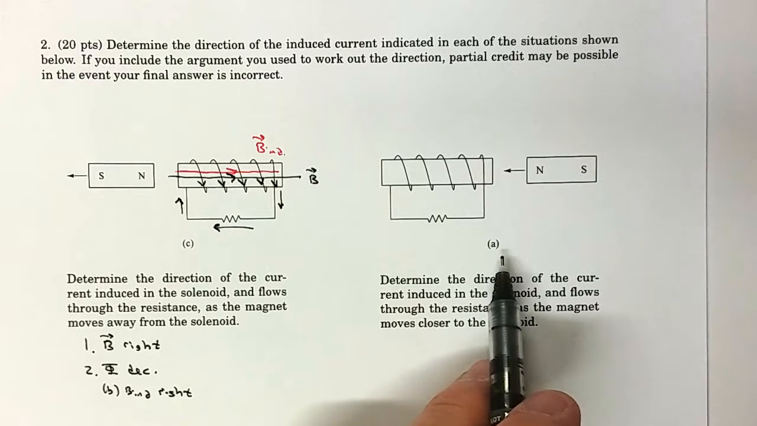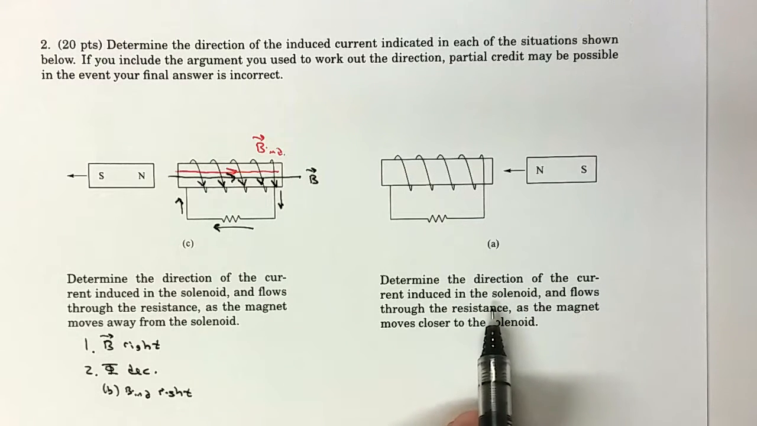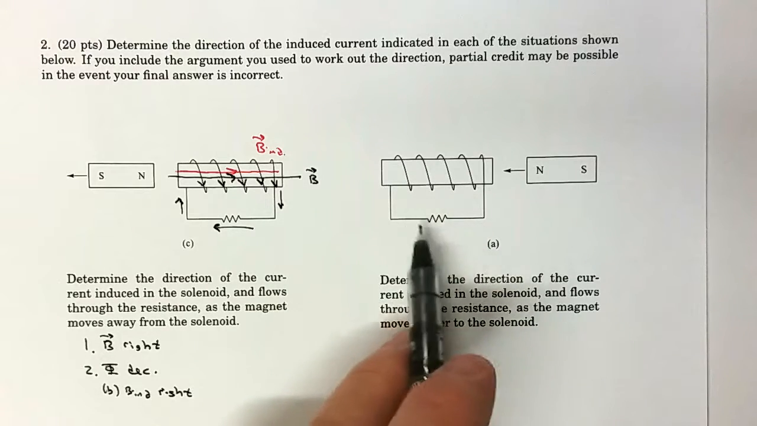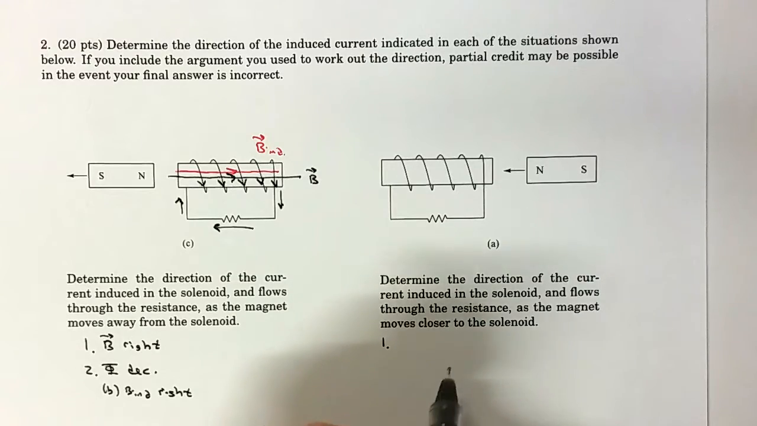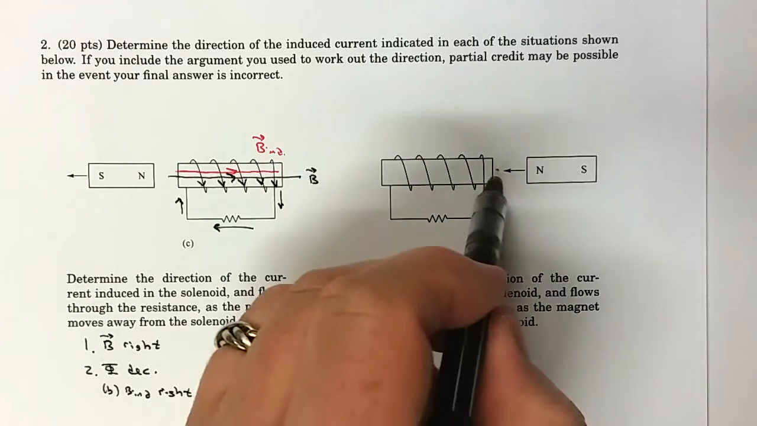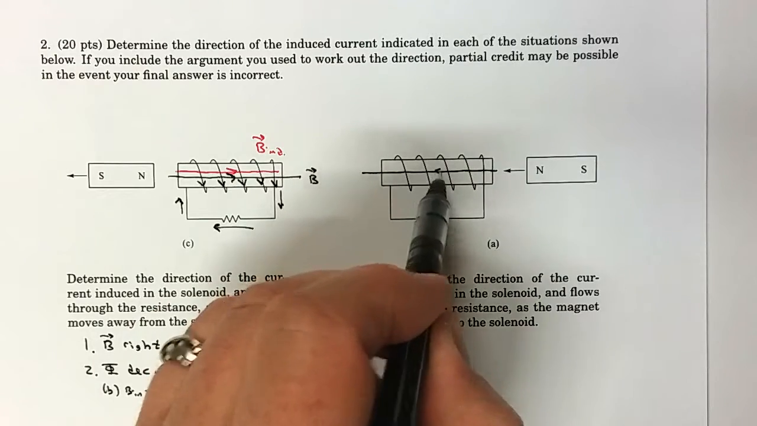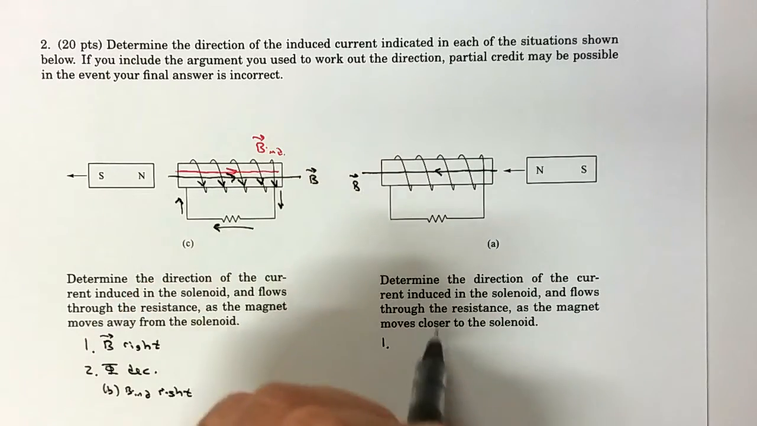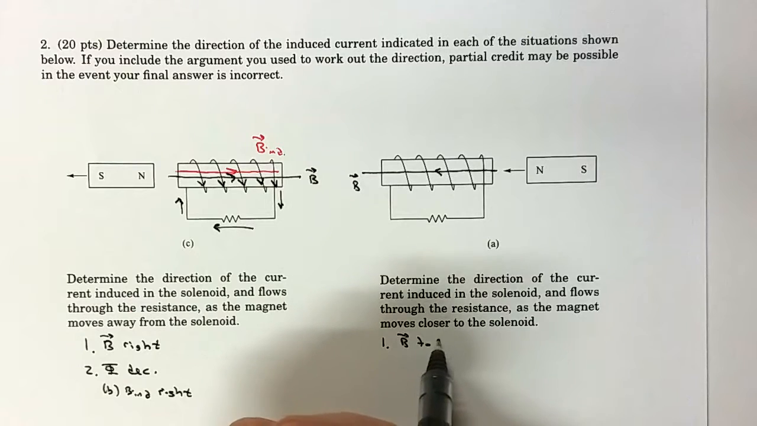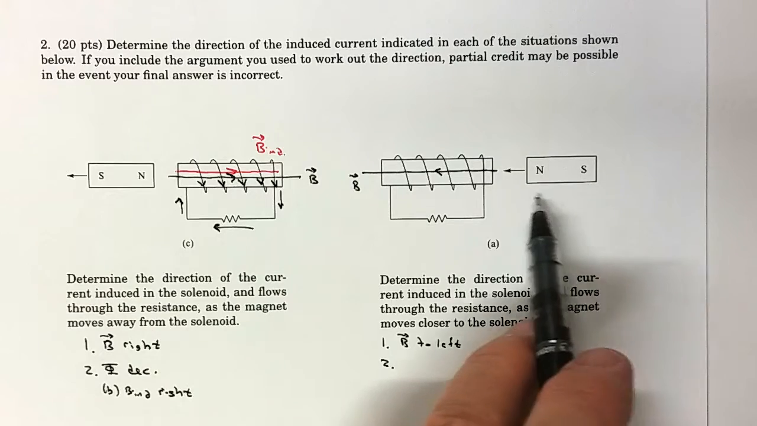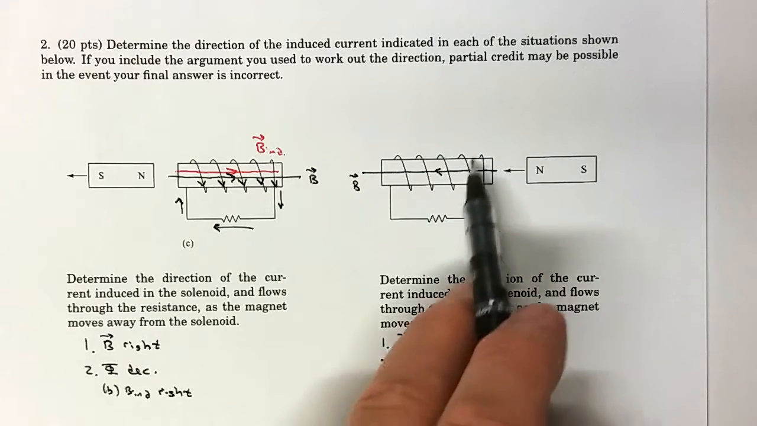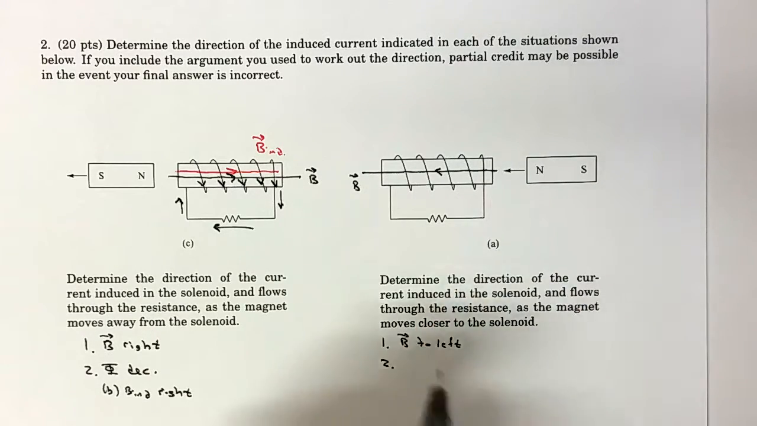Part A. We want the direction of the induced current in the solenoid again, and this resistance here, as the magnet gets closer to the solenoid. So step 1, what direction is the magnetic field? Again, here's N, so the magnetic field should be away from the N, pointing, in this case, to the left. Then, is the flux getting bigger or smaller? Well, as this magnet gets closer, the magnetic field here should get bigger. So the flux should be increasing, which was case A.